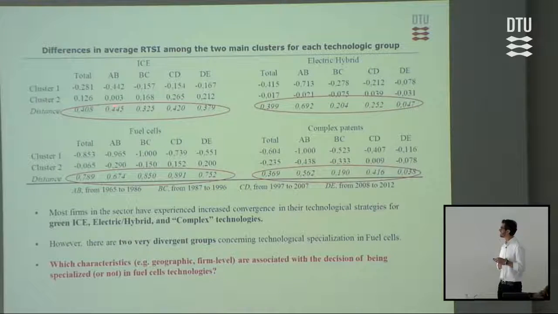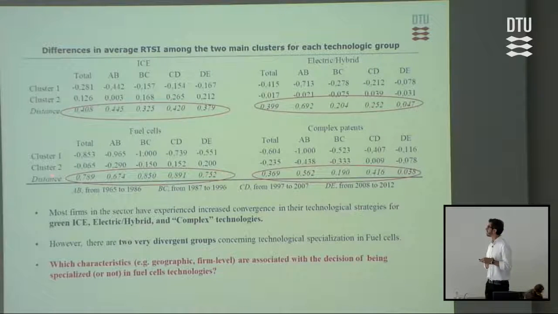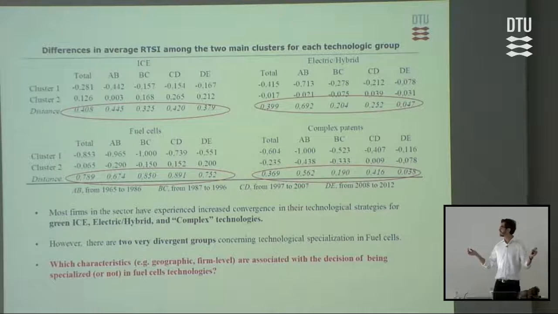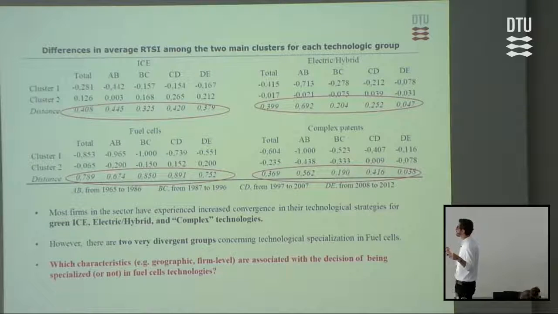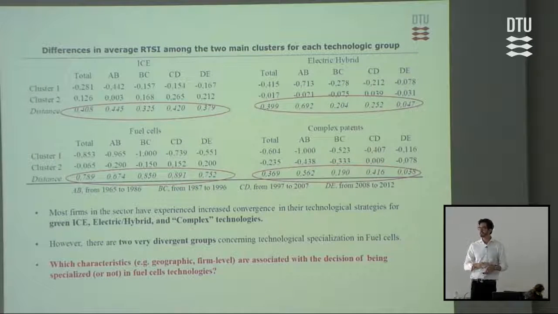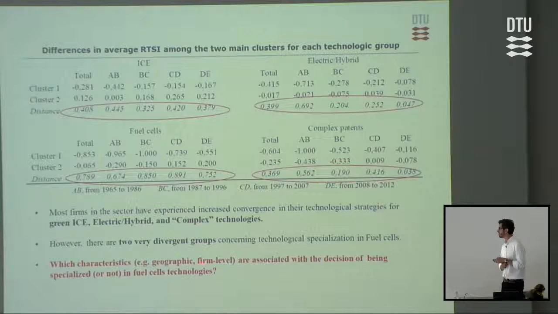So just disregard this, but for fuel cells, we have a big difference between the groups. And this difference is not decreasing over time. It's actually pretty much stable. It's decreasing a bit, but still pretty much stable. So from that, we see that if we look at the firms, we also see this convergence in the strategies for ICE, hybrid, and complex technologies.